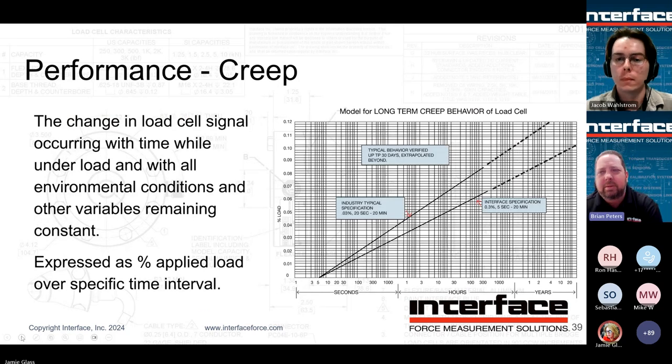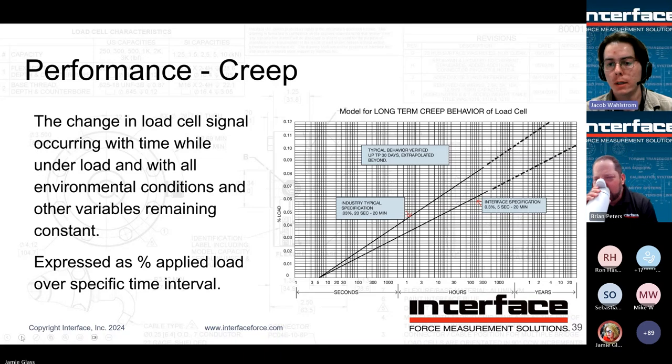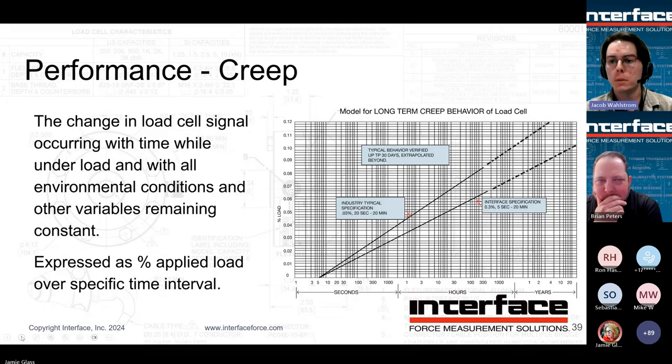All right, Jacob, let you handle creep. Alrighty. So creep is basically the time delay of output. It's the change in load cell signal over time with identical loading conditions. The way I think about it is if you took a conventional spring and put a weight on it, it would change a certain amount of distance. And even after that, it'll still creep a little bit more. That's a property of materials, of springs. And load cells are able to compensate for this phenomenon. Next slide, please.